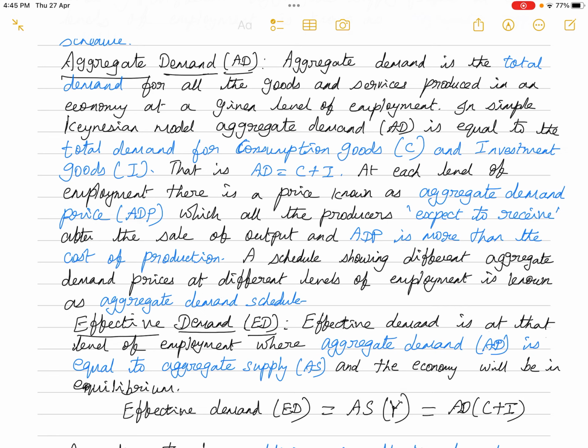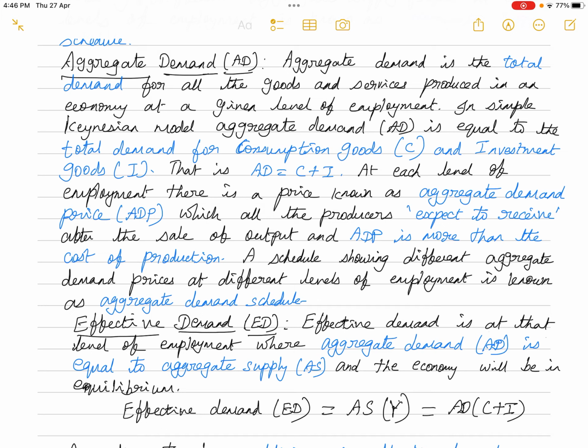So when we say the total demand for goods and services, there are so many goods and services produced in the country. Okay, so in the very simple Keynesian model, very conveniently, we are categorizing the goods and services into 2 parts: demand for consumer goods, that is consumption goods C, and the demand for producer goods or investment goods, that is I. So in the simple Keynesian model, aggregate demand is equal to demand for consumption goods and demand for investment goods. This constitutes the total demand for all goods and services. So that is, aggregate demand AD is equal to C plus I.